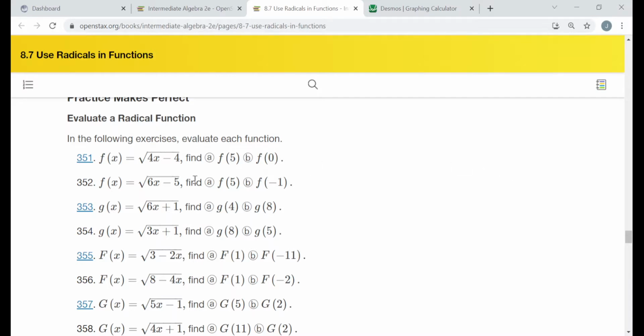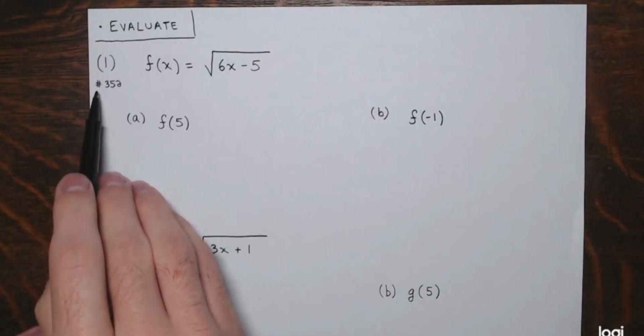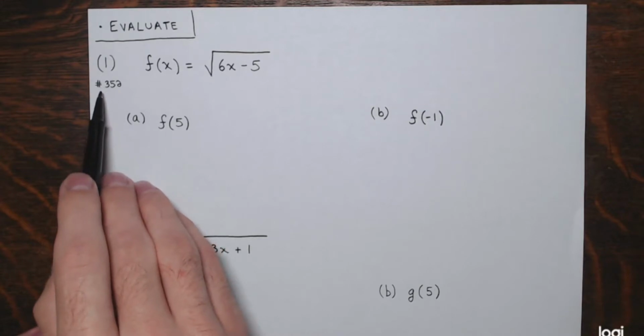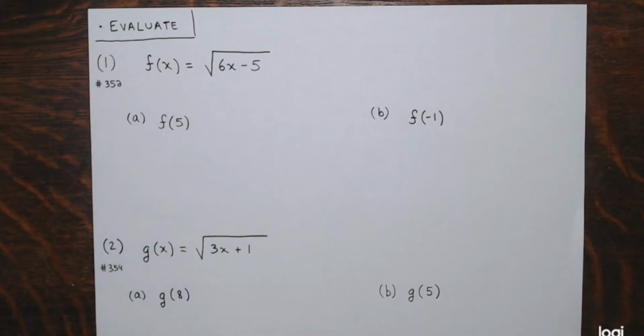Alright, so the first question I'll be working on is number 352, which I've written out. So you see I have example 1, and underneath it I have the exercise from the text that corresponds to, right, number 352. And all we're asked to do for every exercise of this video is evaluate the function.